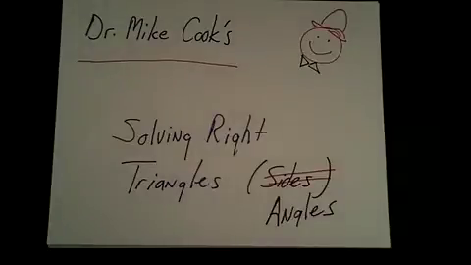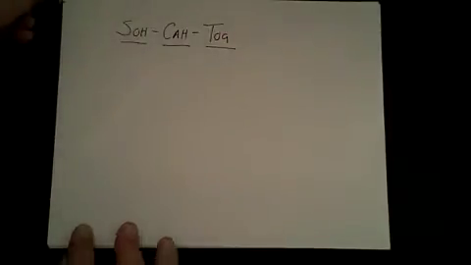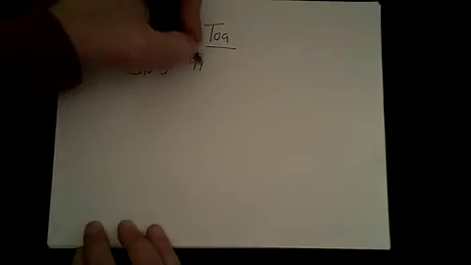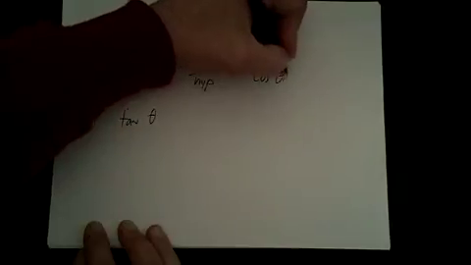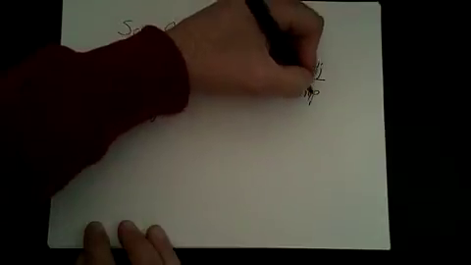Now let's continue solving right triangles, looking at problems where we need to solve for the angle. Again, what we're going to remember is we're going to use SOHCAHTOA: sine is opposite over hypotenuse, cosine is adjacent over hypotenuse, tangent is opposite over adjacent. And we're going to use this to solve for angles or sides of right triangles. In this case, we're going to try to solve for the angles.